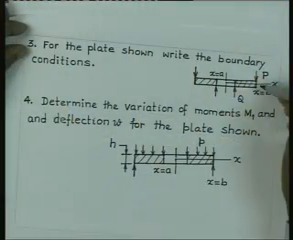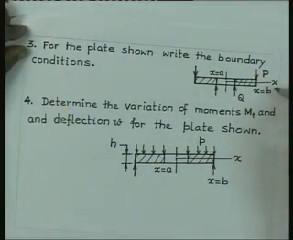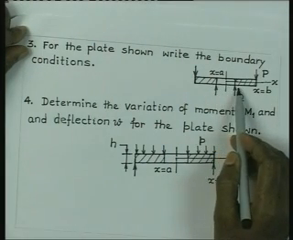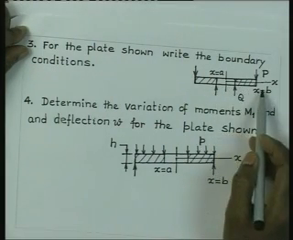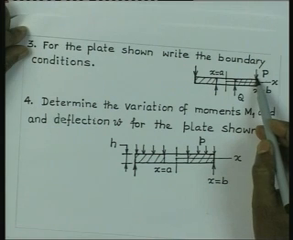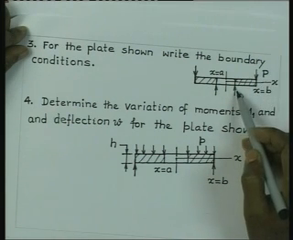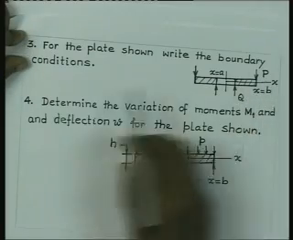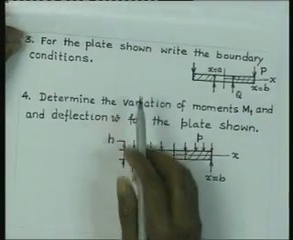Similarly, you can consider a plate which is loaded like this. The radii of the plate are from x equal to A to x equal to B. The loading at the outer edge is P per unit length and the loading at the inner edge is Q per unit length. For this plate, write the boundary conditions.